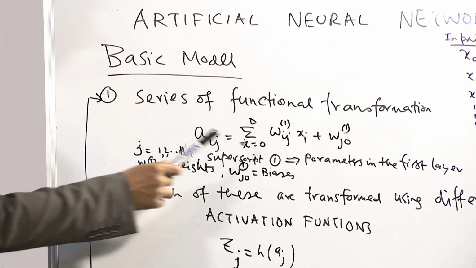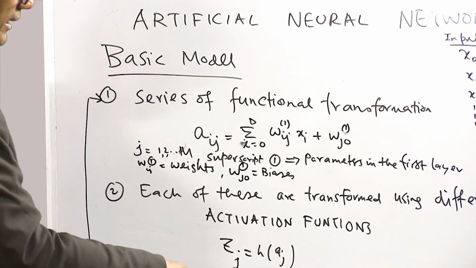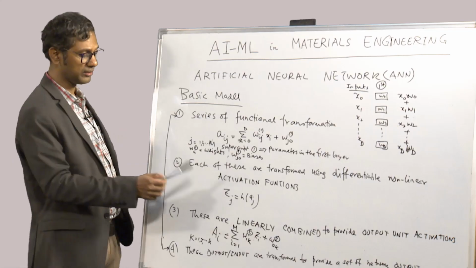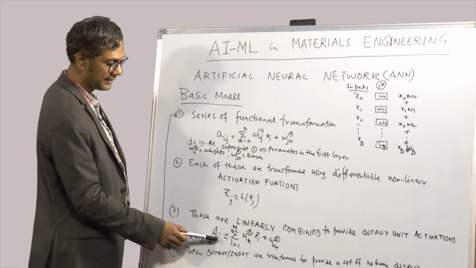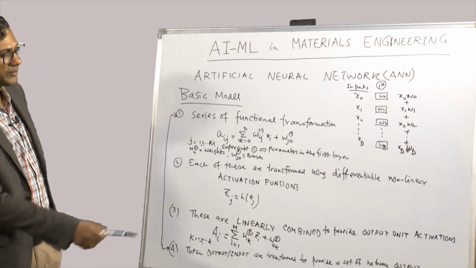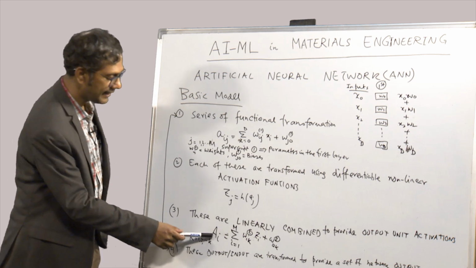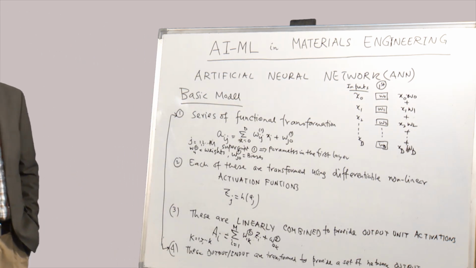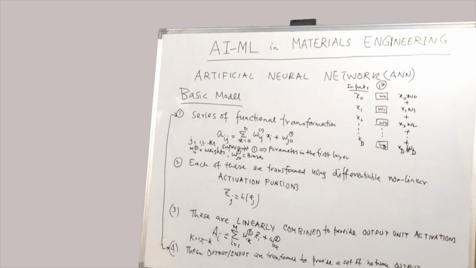Okay. And this is then linearly combined, all these things. Remember, we are doing this for each neuron. So, that has to be linearly combined, and then to obtain this output, which is the unit output, the activation output. And then this is finally transformed to provide the output to the system. That is what is done.